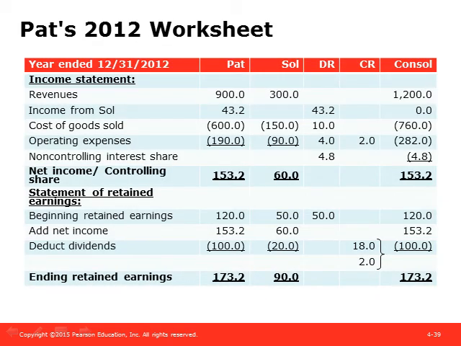And this simply gives us the worksheet for 2012 under this example, and how it would look after we have made all the correcting entries, prepared all the elimination entries and all the other worksheet entries to get to consolidated net income for the controlling share of 153.2 and ending retained earnings for the controlling or Pat company of 173.2.